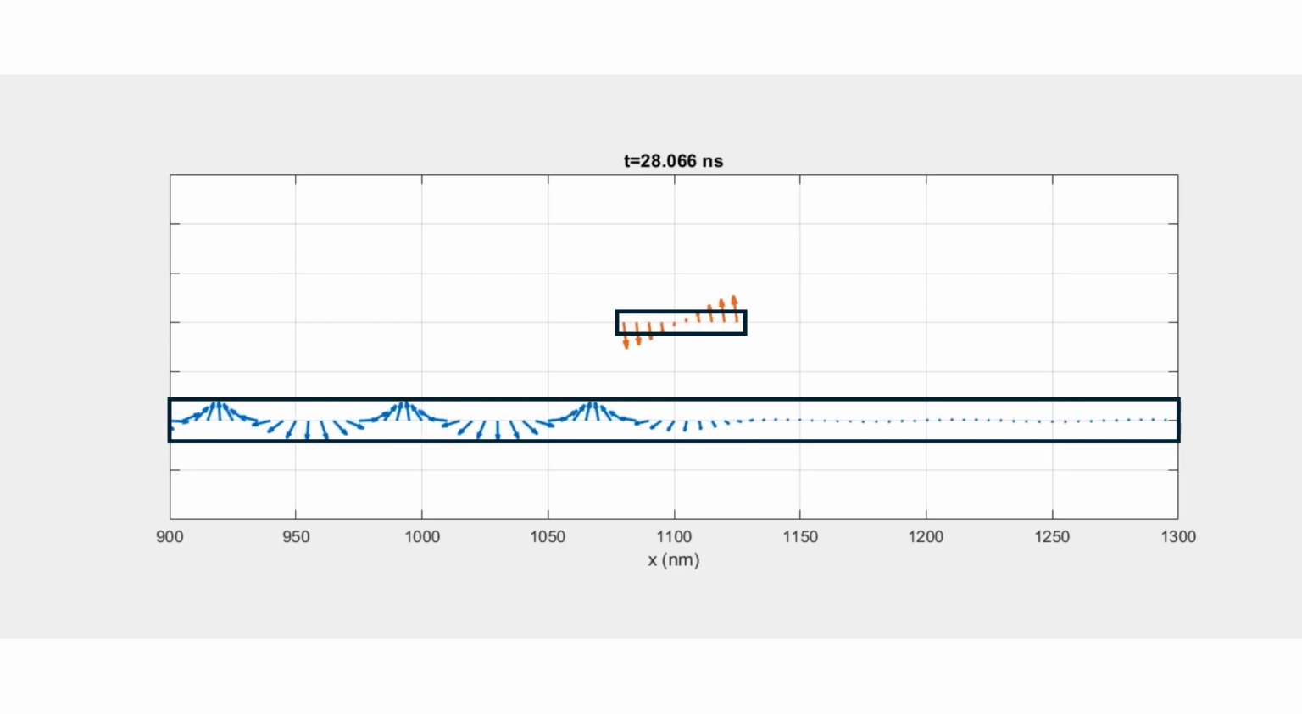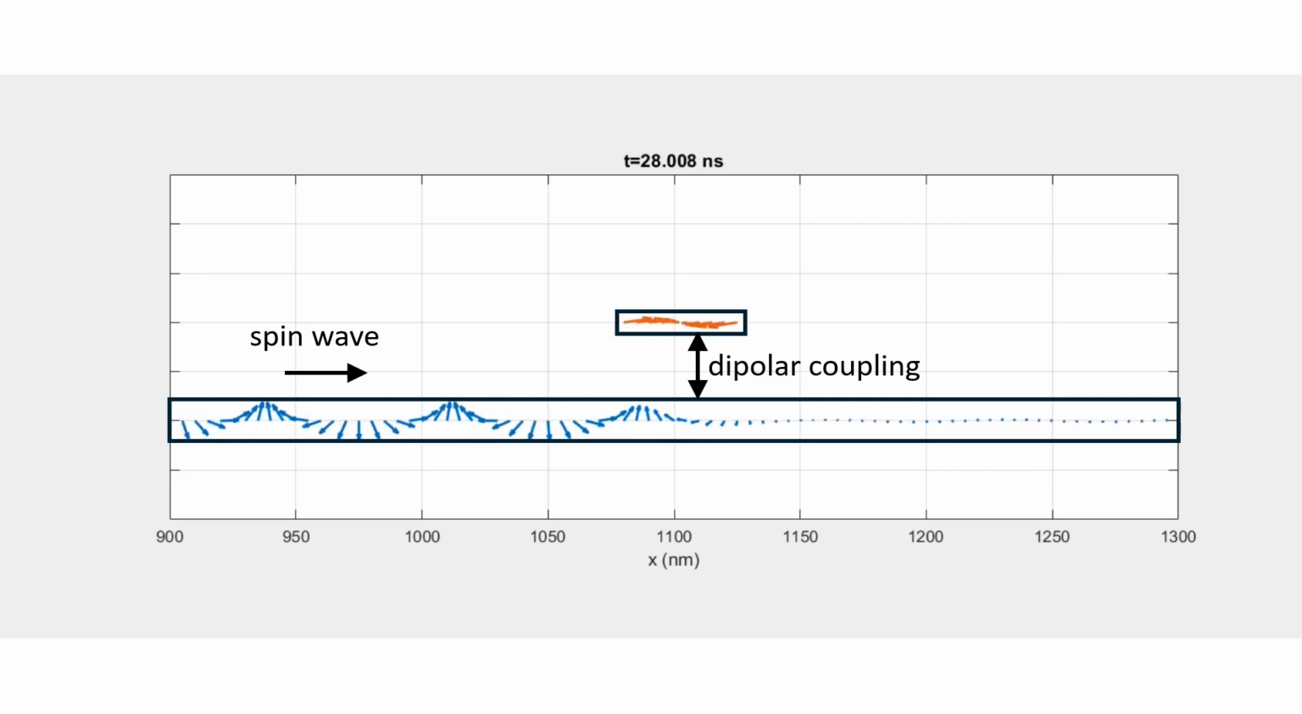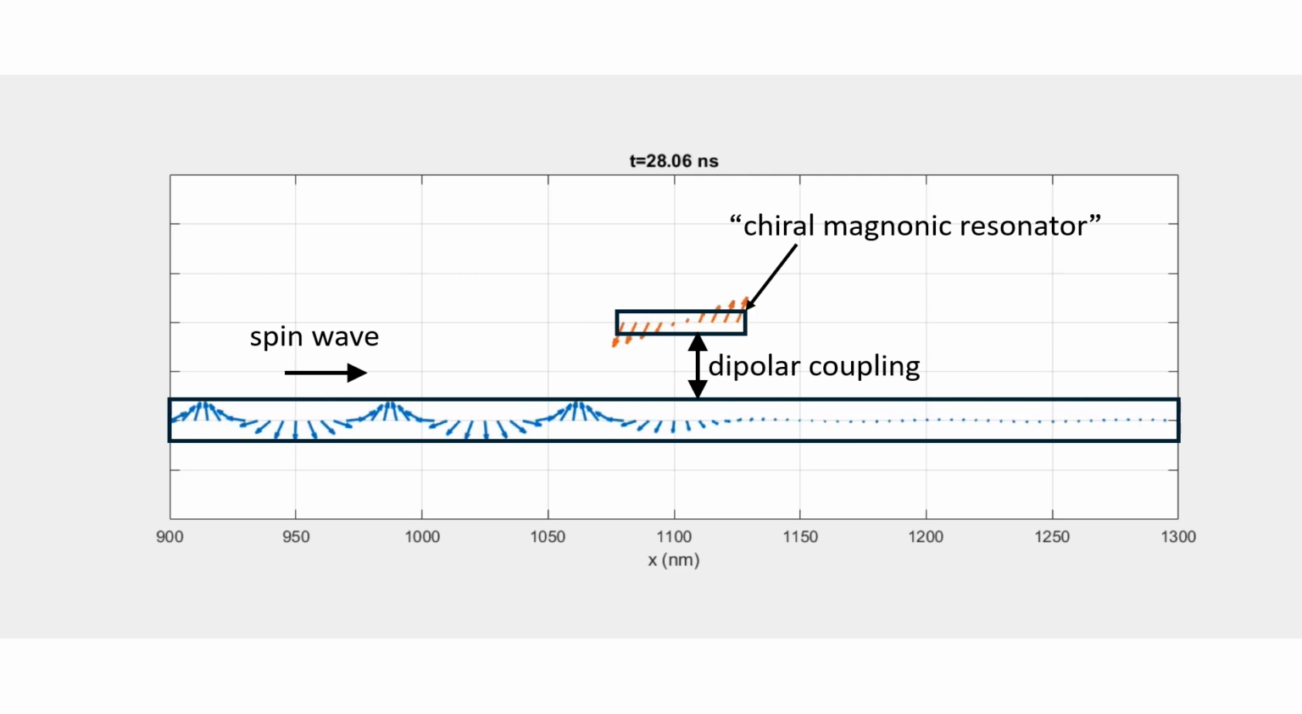Suppose now we send in spin waves in the yttrium iron garnet film from the left. Because of magnetic dipolar coupling, the spin waves in the yttrium iron garnet film will excite a resonance mode in the cobalt iron boron stripe. In this case, the cobalt iron boron stripe is called a chiral magnonic resonator. Incident spin wave energy in the yttrium iron garnet film will be dissipated in the chiral magnonic resonator, and this phenomenon is called resonant absorption.